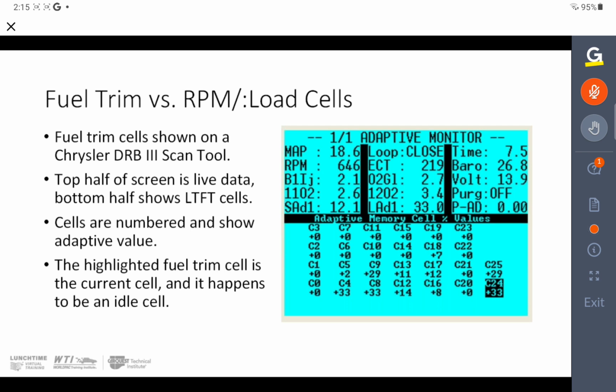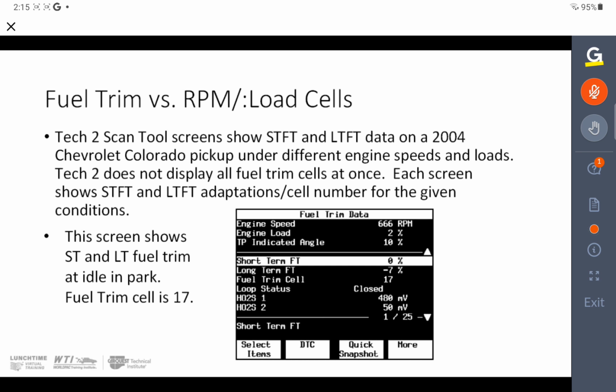0 is no correction needed. If it's a positive, it's adding fuel. If it's a negative number, it's taking fuel away. So in this chart, you can see we have some that are positive. The cell that's highlighted, C24, is the current cell that it's in right now. So cell 24 is showing a positive of 33%, which means it's adding fuel for a lean condition.